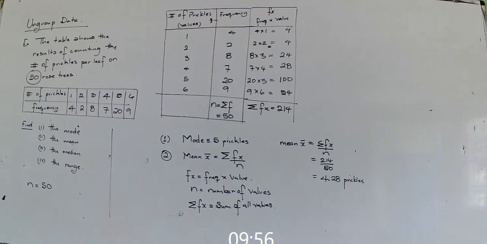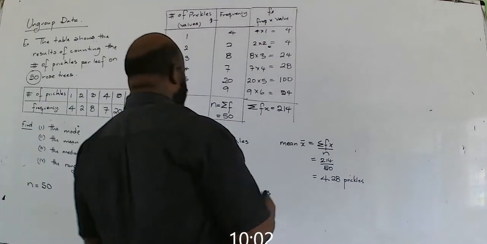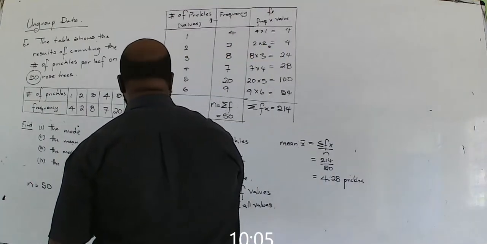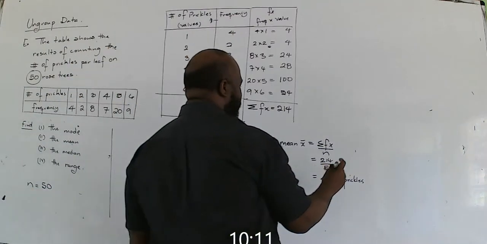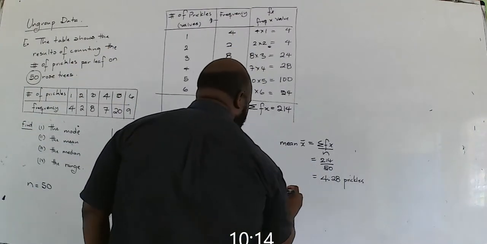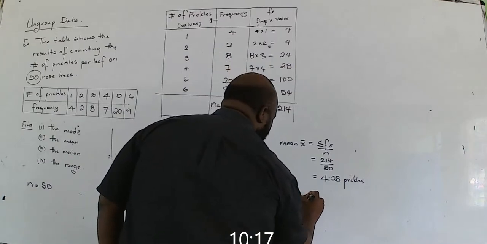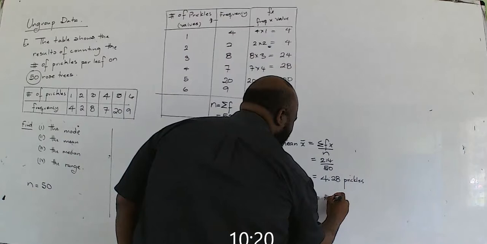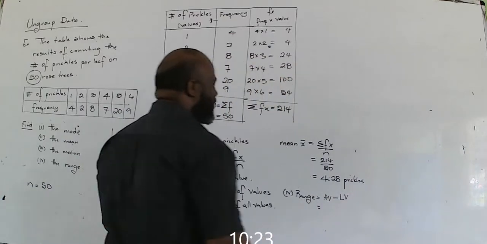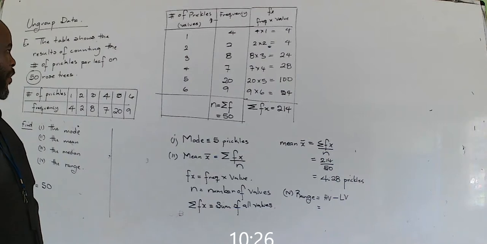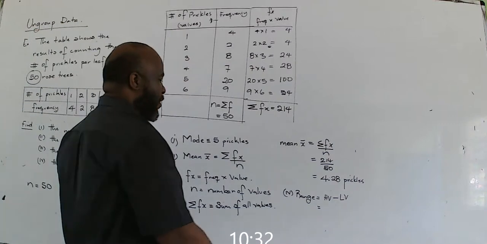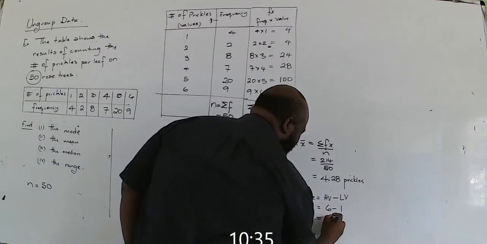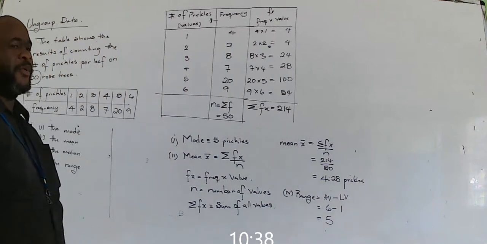Next, we're asked to find the median. Alright, before the median, let's just do the range. Our range is easy. The range does not change. The range is the highest value minus the lowest value. What is the highest value? 6. What is the lowest value? 1. This is 6 minus 1, which is 5. Now the median.